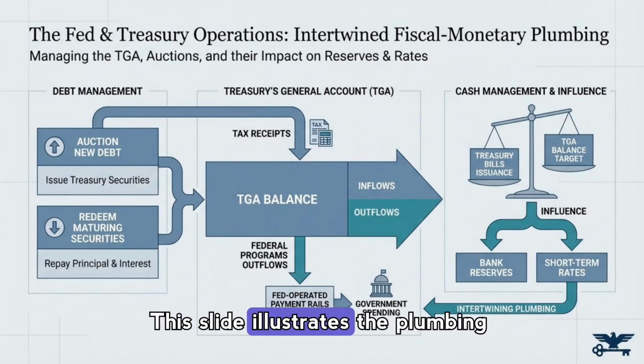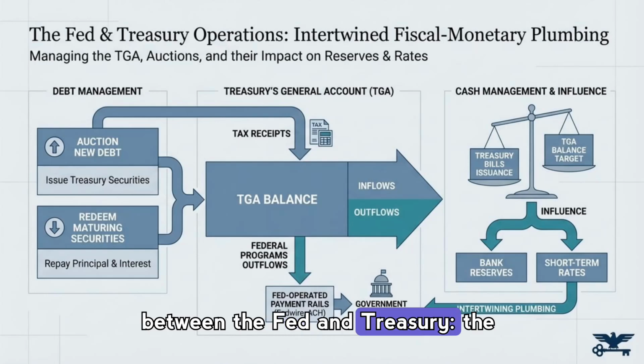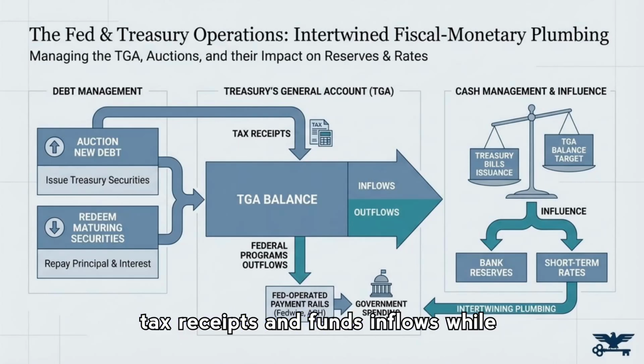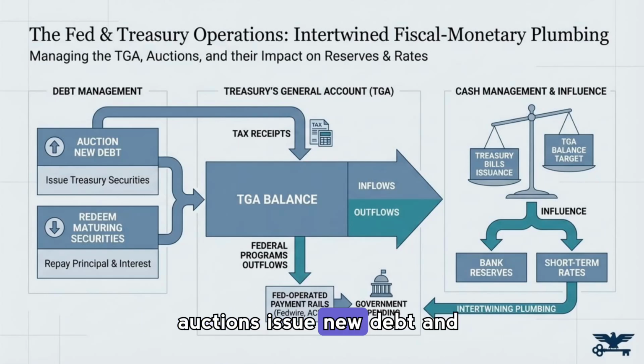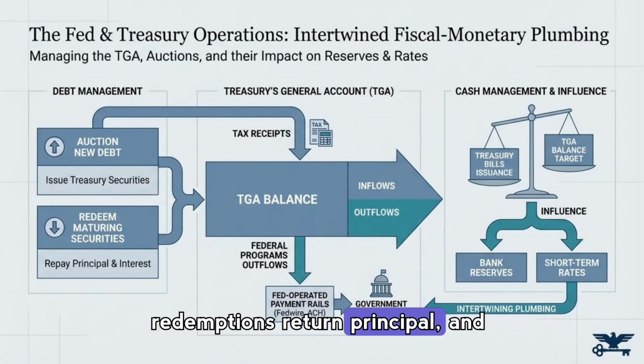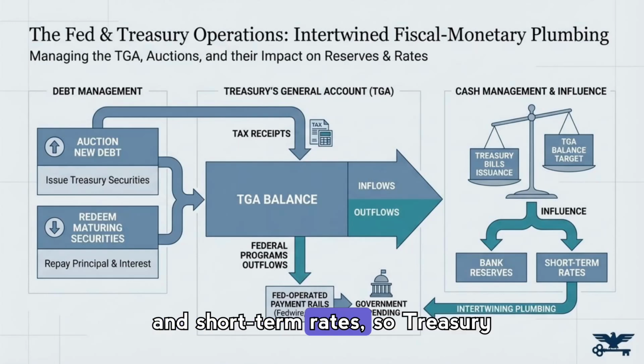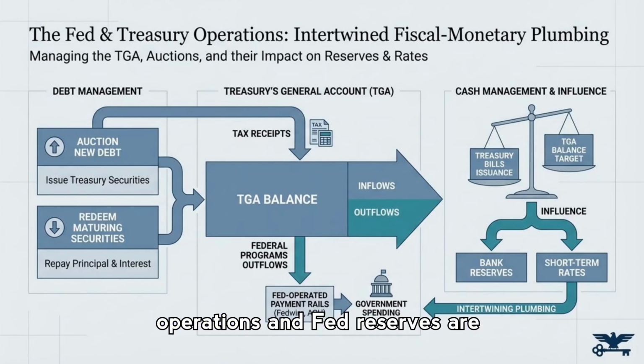This slide illustrates the plumbing between the Fed and Treasury. The Treasury General Account receives tax receipts and funds inflows while auctions issue new debt and redemptions return principal, and federal outflows move through Fed-operated payment rails. Those TGA swings influence bank reserves and short-term rates, so Treasury operations and Fed reserves are tightly intertwined in practice.